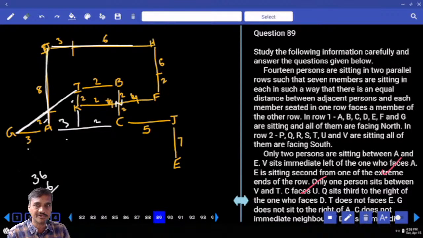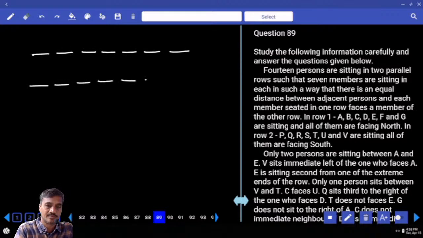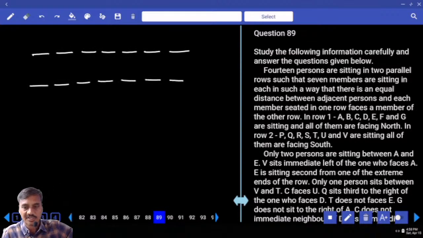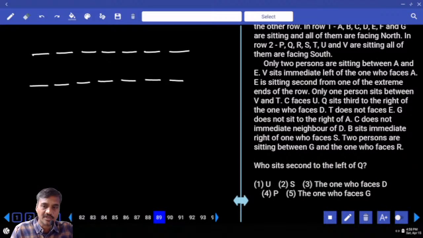Now what is the information we have for 89 to 92? How many persons are there? 14 persons. These 14 persons, 7 in one row and 7 in the other row. All of them A through G are facing towards north and the remaining are facing towards south. And 2 persons between A and E.